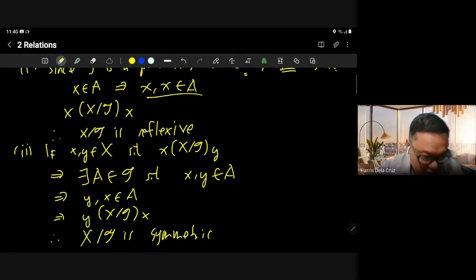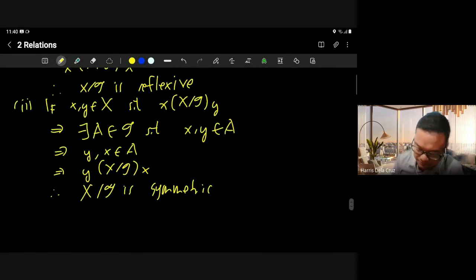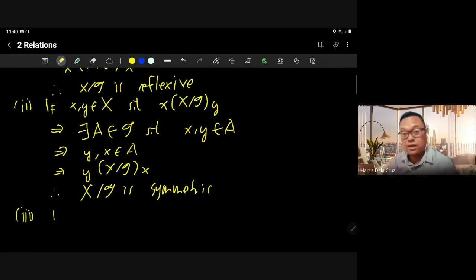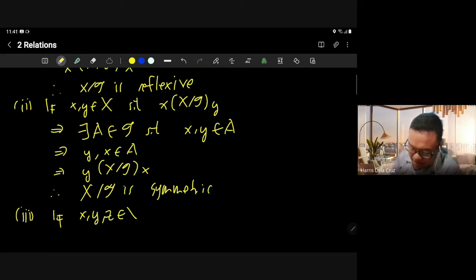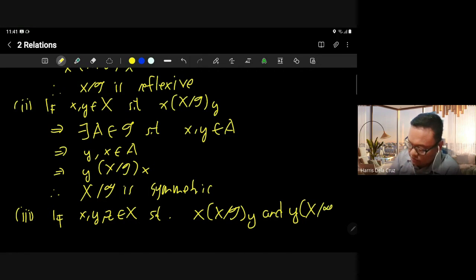And finally, if we want to show transitivity, kailangan natin dalawang element pag magpapakita tayo ng transitivity. So if X, Y, tatlo pala rather, dalawang relationship. So if X, Y, Z are elements of X such that si X ay R related kay Y, so X over T related to Y, and si Y are related kay Z. So, X over T related kay Z. Ang gusto natin pakita, si X at Z din are related.